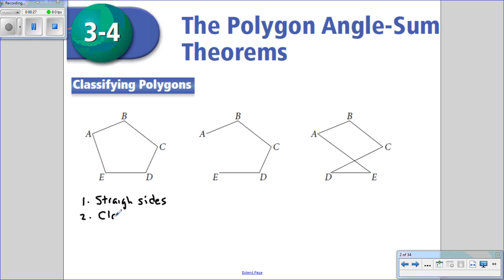They have to be completely closed, and you can't have sides that intersect each other other than at the vertex. Okay, so I'll just say no intersections.